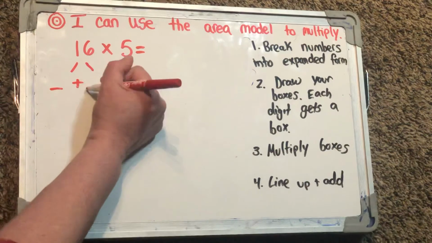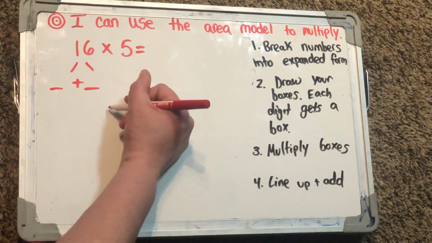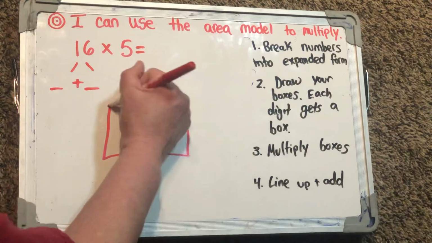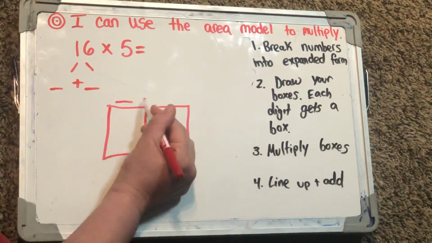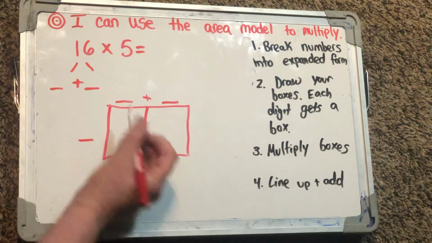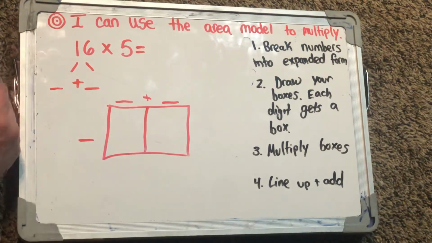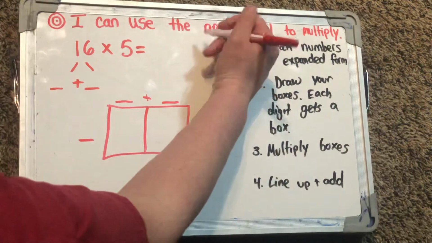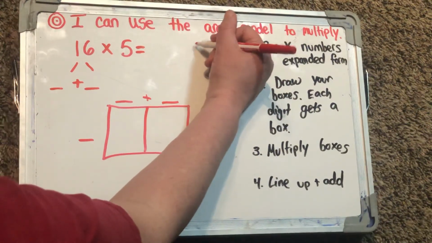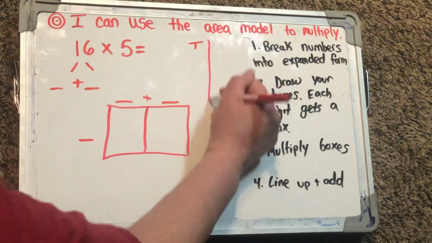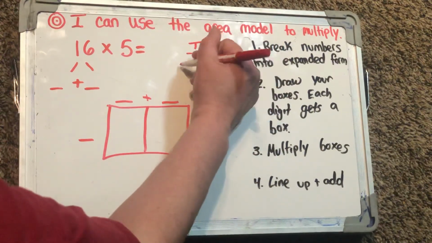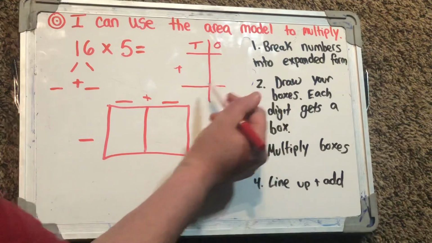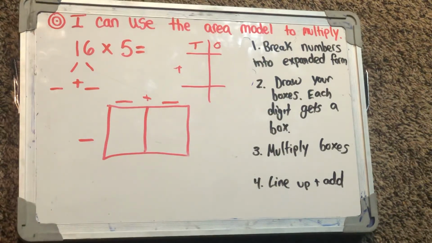16 is the same as something plus something. I'm not telling you what. You're going to set up your boxes. Something plus something times something else. And when you are done, you're going to line up and add. And just a hint, you're only going to have a tens place and a ones place. Whatever you get here will be your answer. Let me know if you have any questions. Try your best. Good luck.